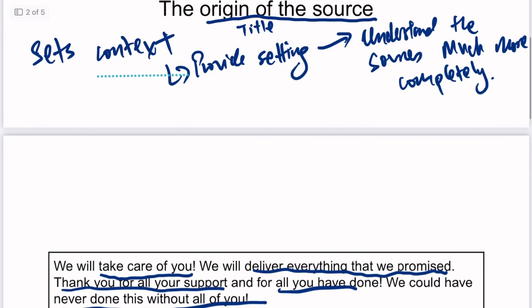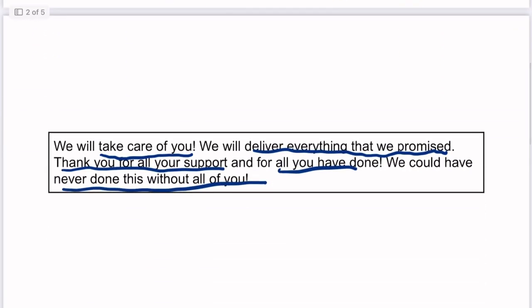Let's take a look at an example here. When we see this particular source, we can see that these are all words, and I've underlined the keywords for you. "We'll take care of you, deliver everything that we promised. Thank you all for your support and all you have done. We could never have done this without all of you." So many possibilities, right? Why was this source written? Who actually made this source, or who was the one who made the speech?